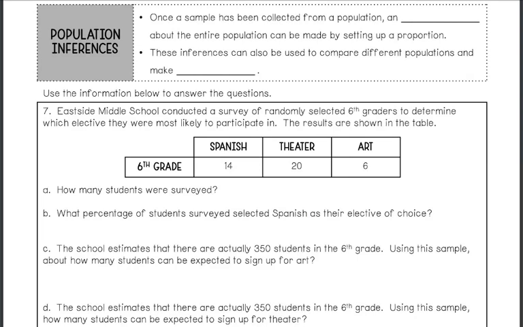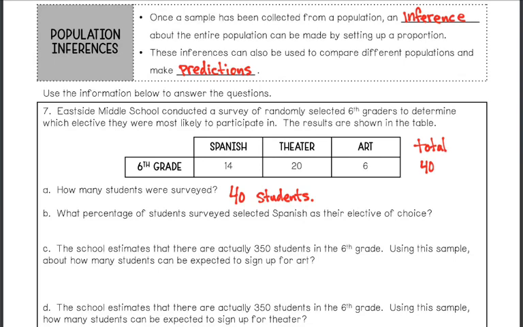But if I go into this one, where we had that information and we make those predictions, we can go ahead and use this information to do the same thing. So it says Eastside Middle School conducted a survey of randomly selected 6th graders to determine which elective they were most likely to participate in. The results are shown in the table. So we have 14 6th graders selected Spanish, 20 selected theater, and 6 selected art. How many students were surveyed? Well, I would go ahead and add those up, and I would get 40 total students. And just for my reference, I'm going to go ahead and include that up here, so that way I can remember it as we go along.